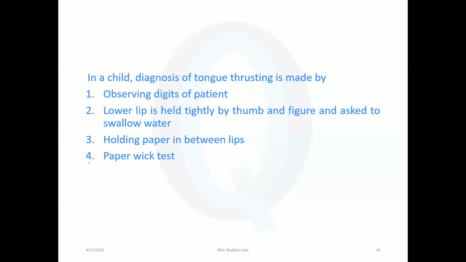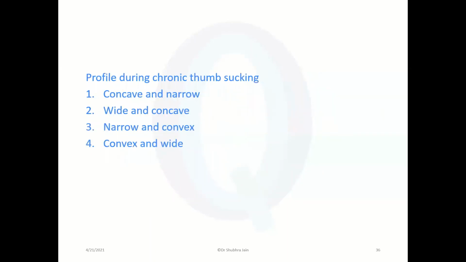In a child, diagnosis of tongue thrusting is made by how? So I told you, you hold the lower lip with your hand and then you ask the patient to swallow. You can hold the lower lip or you can place a cheek retractor. If the option has a cheek retractor, you place the cheek retractor and you ask the patient to swallow, then you will see the tongue coming in between the teeth, so that is also an option. If this is not in the options and it is a cheek retractor, then you can go with that option. Profile during chronic thumb sucking. This you all know. Convex and narrow.